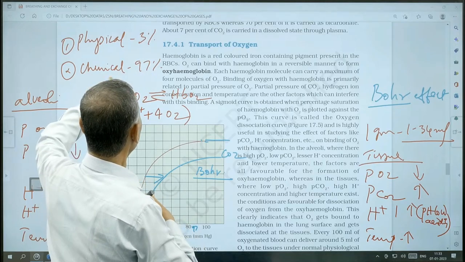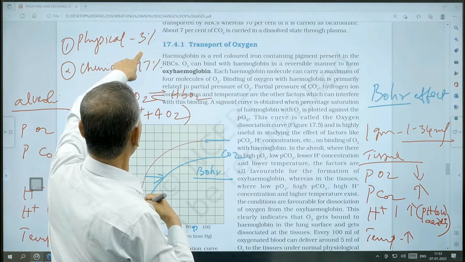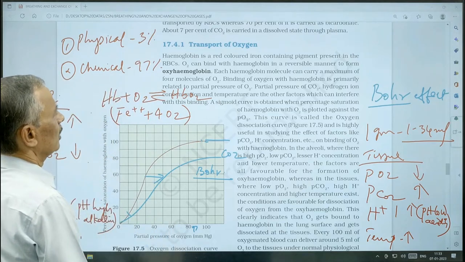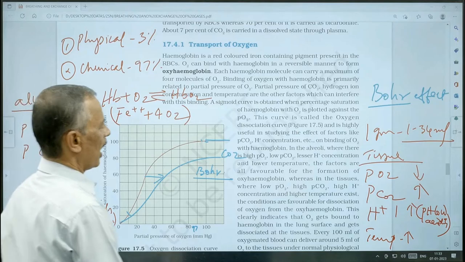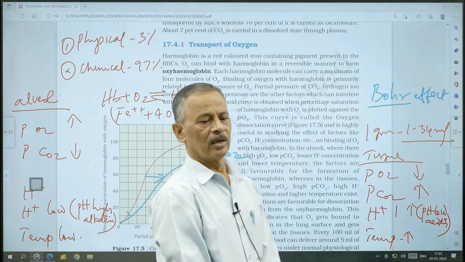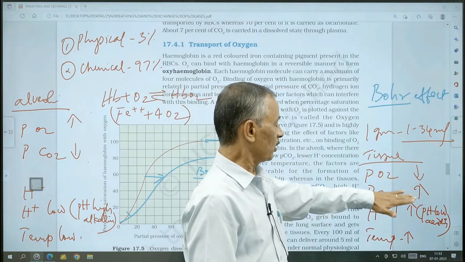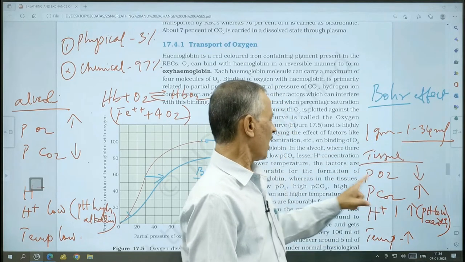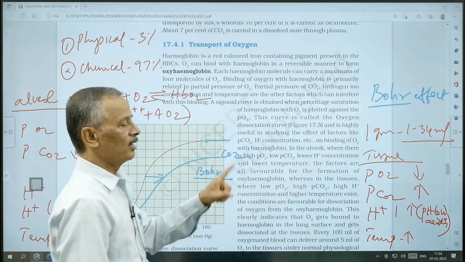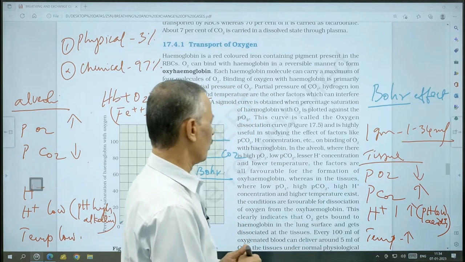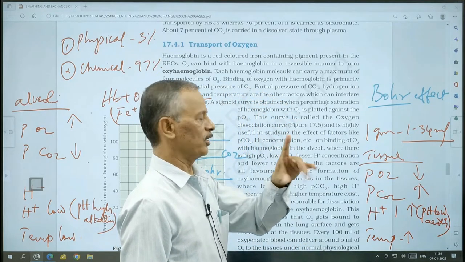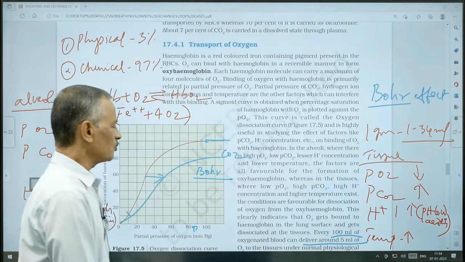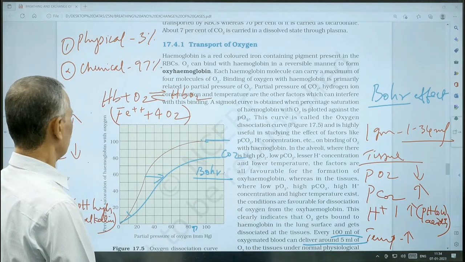Thus 97% is transported in a chemical form, and only 3% is transported in a dissolved form, in a physical form. Most of the oxygen is transported in a chemical form, and on reaching the tissues, what is the condition? There is more carbon dioxide. Because of that carbon dioxide, the affinity between oxygen and hemoglobin is decreased. So one by one, oxygen is released, and that oxygen goes to the tissues. Every 100 ml of oxygenated arterial blood can deliver 5 ml of oxygen to the tissues under normal physiological conditions.